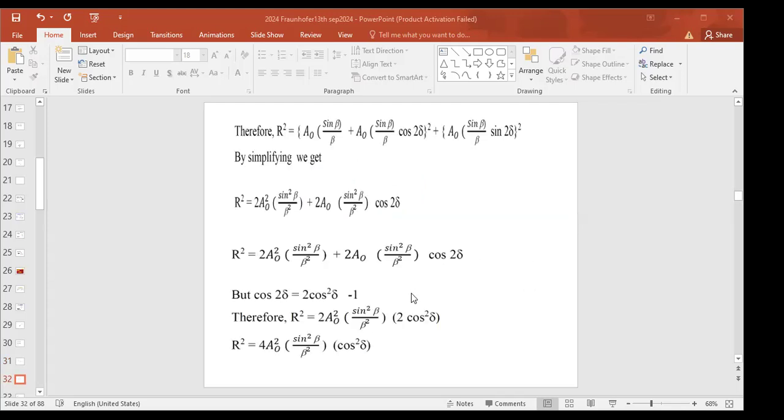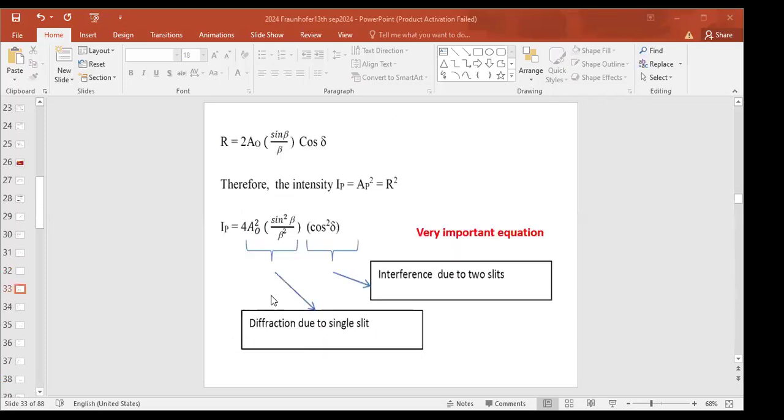Just do all the mathematics, and then we have terms like this. R squared is equal to 4 A naught squared sin squared beta over beta squared into cos squared delta. So this is our final equation for double slit Fraunhofer diffraction. Of course, you can put it into intensity mode here. A naught squared is equal to I naught, which will be the intensity at that place. By using this equation, you can again plot, like in the single slit.